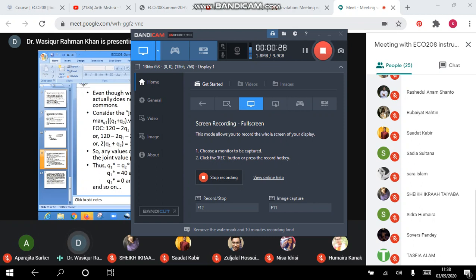When I differentiate this function with respect to Q1, what do I get? I will get 120, okay, term by term, 120. Then, what do I get? Minus 2Q1. Then, what do I get? The Q2 terms will vanish.